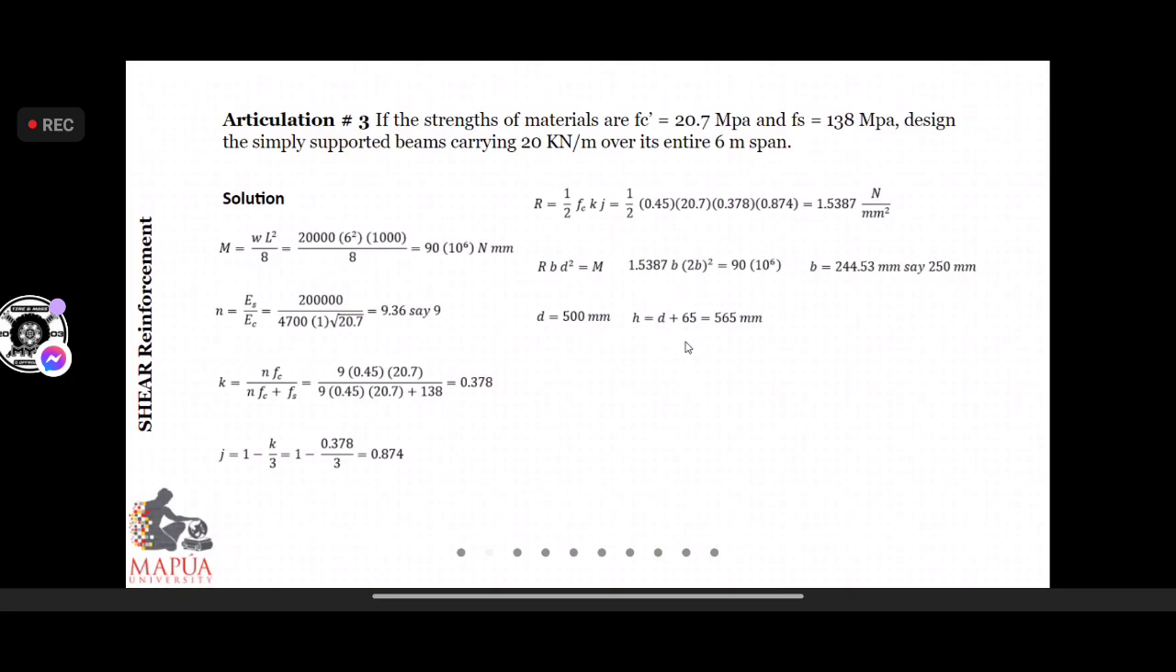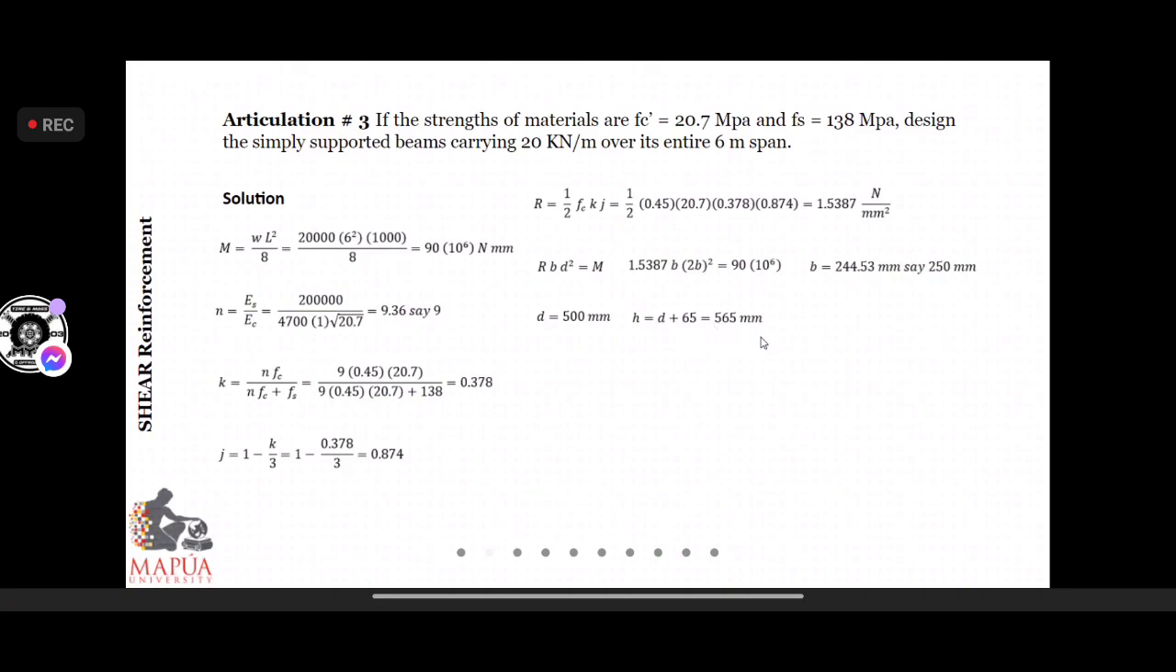Well, 65 comprises the concrete cover and the diameter of the stirrups. The concrete cover is 40 millimeters. The diameter of stirrups is about 10. Half of the diameter of the main bar, if you utilize 20, is about 10. That's about 60. Or if you utilize 25, that's about 12.5. That's about 62.5. So in this presentation, I utilize 65.